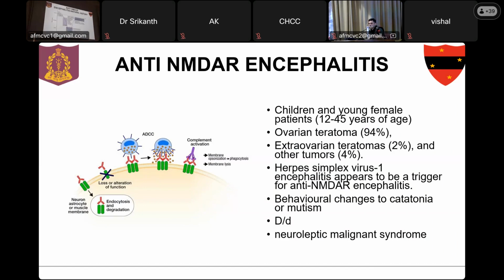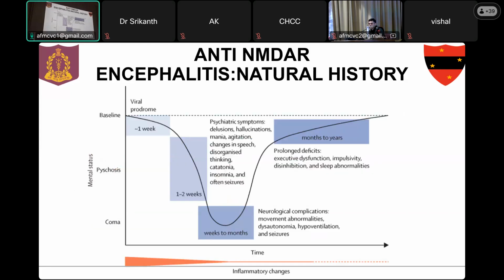Next, there is the natural history of anti-NMDAR encephalitis. A viral prodrome may not be there. Over 1 to 2 weeks or weeks to months, the psychiatric symptoms predominate. So that is why many of them would land up with a psychiatrist first, and then they would be referred to a physician or to a neurologist.